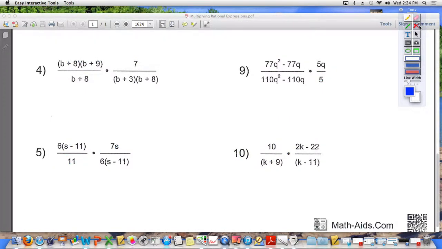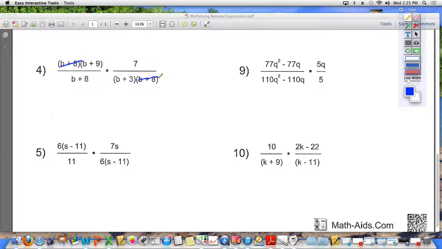Number 4. We have (B plus 8) times (B plus 9) over (B plus 8) times 7 over (B plus 3) times (B plus 8). Is anything alike? Can I cancel anything out? Yes, the B plus 8. Cancel them out. We have a B plus 8 here, and we have a B plus 8 here.